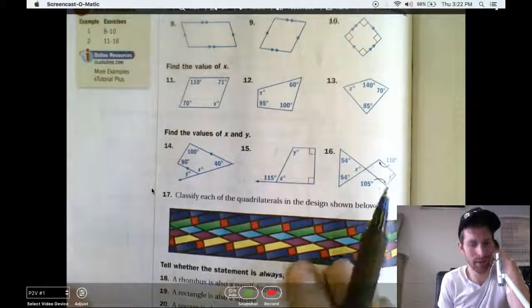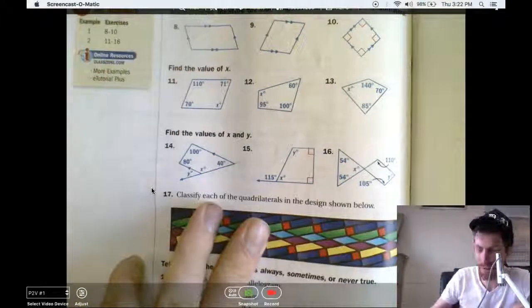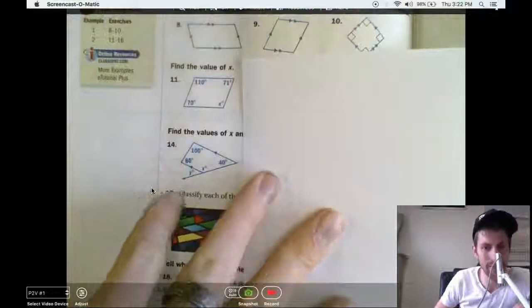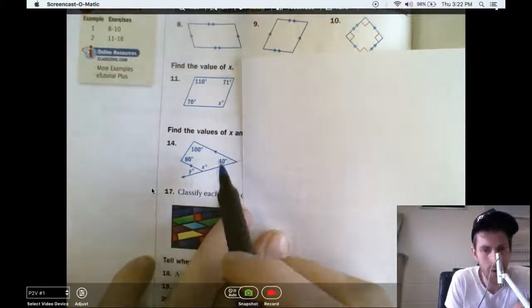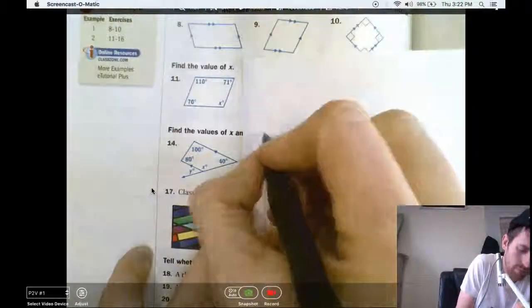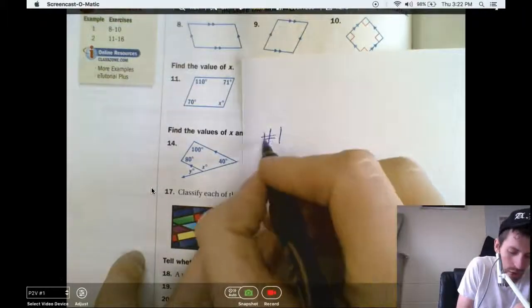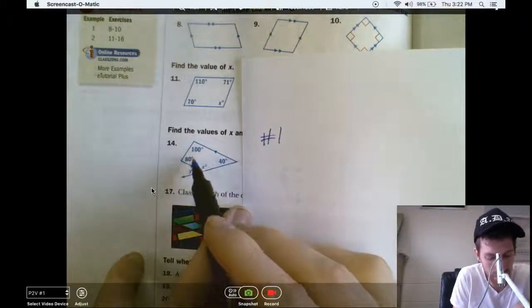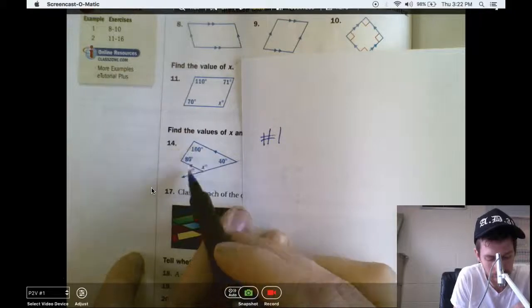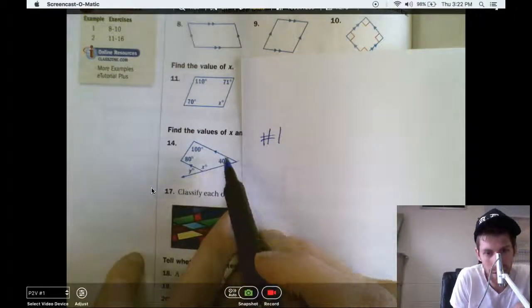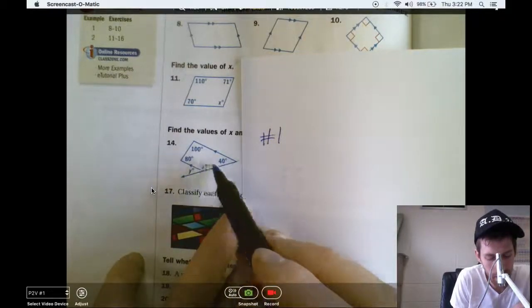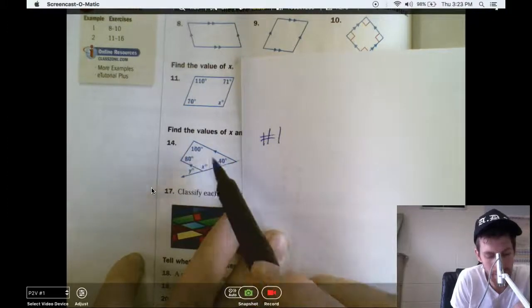Well, a few different things you could do here. There are two different routes, and I'd like you to be able to recognize these two routes. Route number one: recognize that this is a quadrilateral inside here. One, two, three, four sides. So all of these inside angles add up to 360.